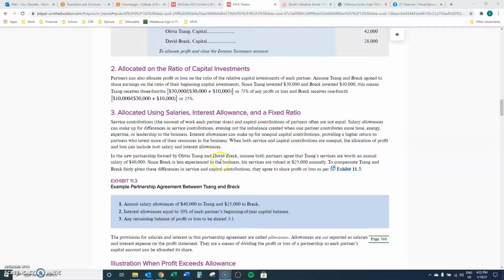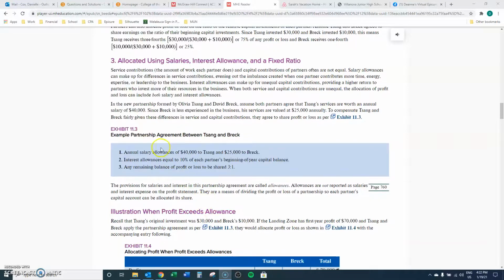Okay, so here, both partners agree. So partner A has their services, the amount of work that they're contributing, worth a salary of $40,000. Partner B is less experienced, so they are saying that the services partner B contributes are worth $25,000. Then they agree to this. So this is what they have in their partnership agreement.